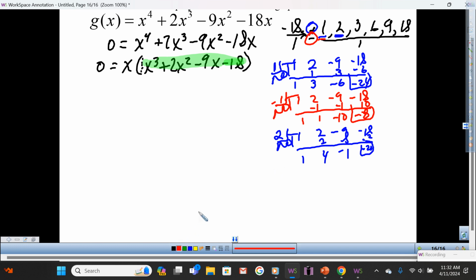Try negative 2. So we do negative 2. 1, 2, negative 9, negative 18. Let's see. Negative 2 times 1 is negative 2. Combine, that's 0. Negative 2 times 0 is 0. Combine, that's negative 9. Negative 2 times negative 9 is positive 18, and that is my 0. That is correct.